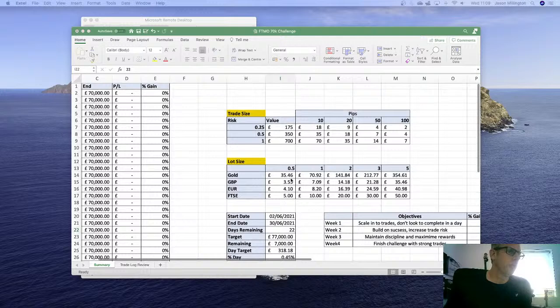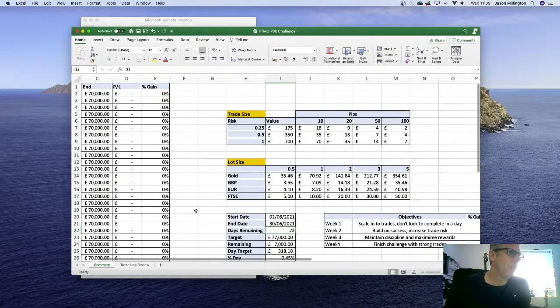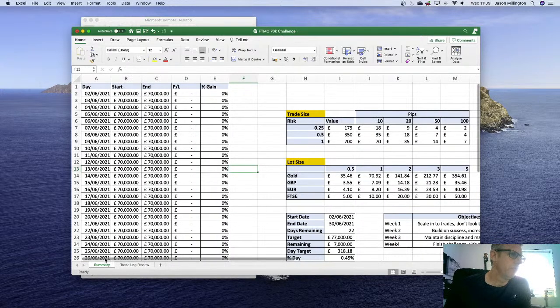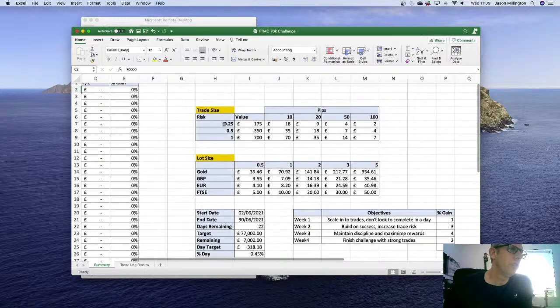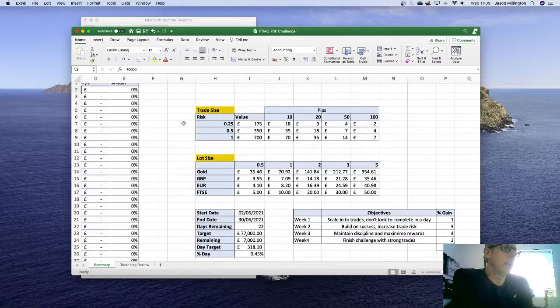So yeah, literally, as I was just saying on this one here, it's a summary spreadsheet of my challenge and the logging of it. So we've got start date, starting equity, ending equity per day, so I can see what my profit and loss is and percentage gain. And over here is just summarizing how I'm going to calculate my trade sizes and risk, as well as my lot size.